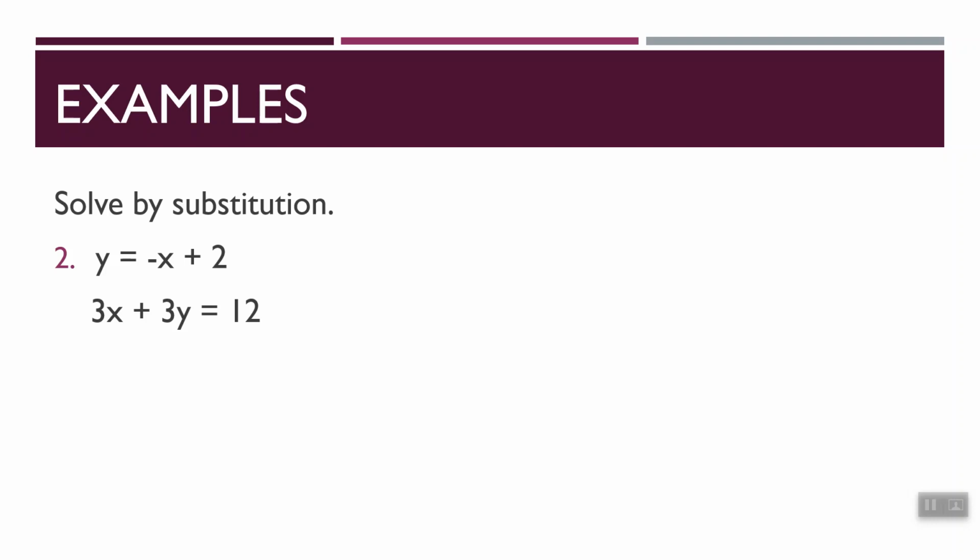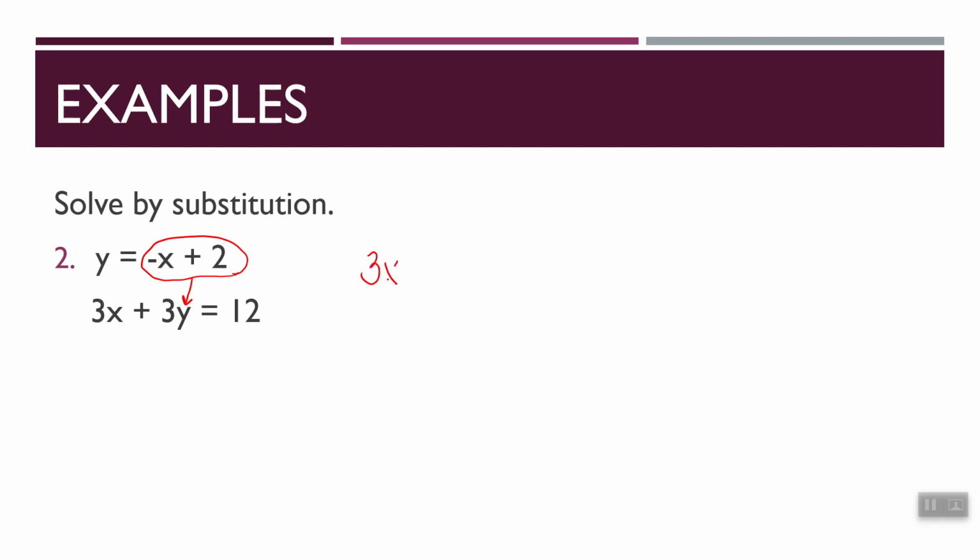Next, we learn how to solve by substitution. When we solve by substitution, remember, we want to solve one equation for one of the variables and then substitute the resulting expression into the other equation. So you can see in this problem, we've already got the first equation solved for y. So we're going to circle that, and we're going to plug it in for y in the second equation.